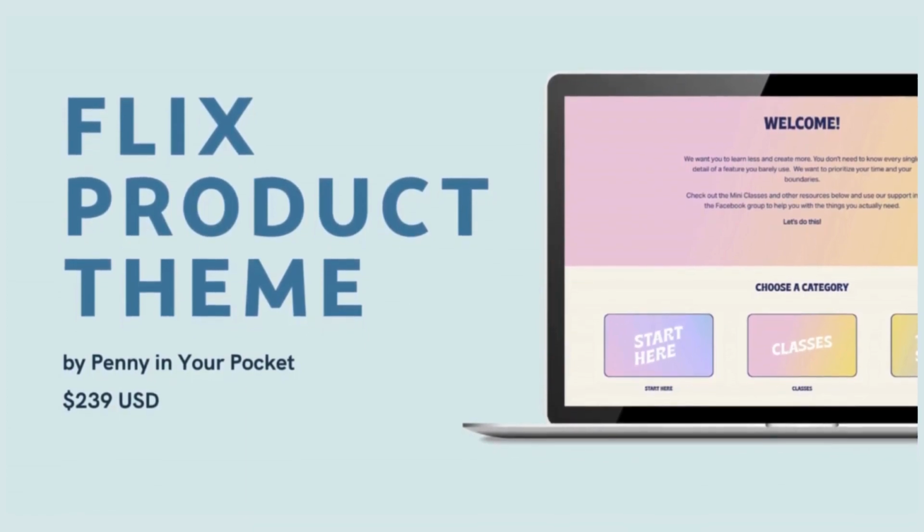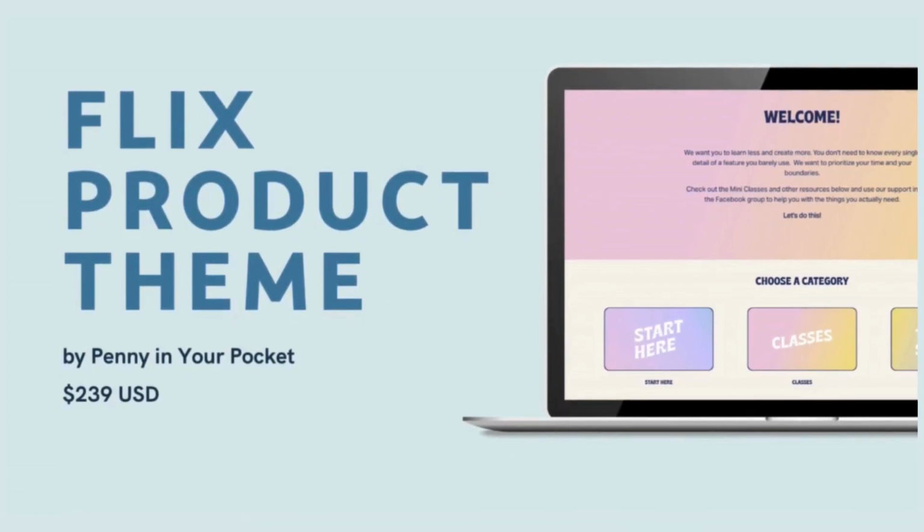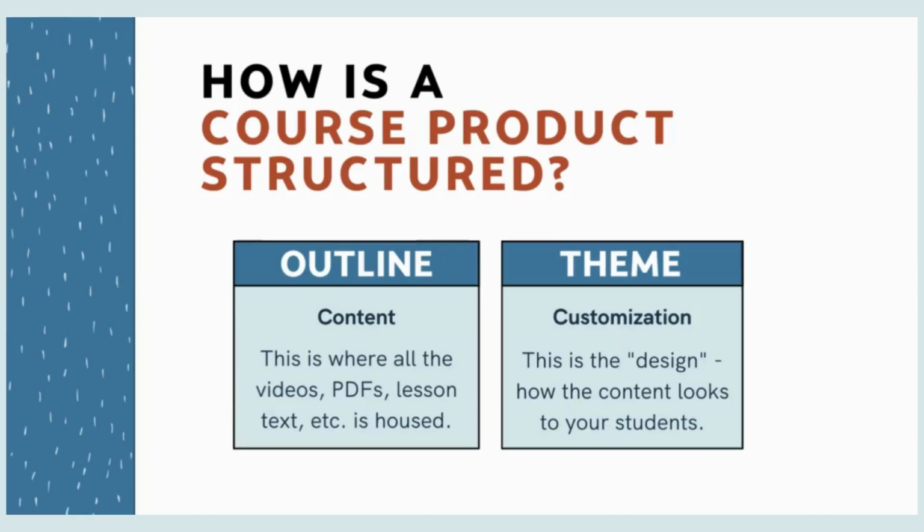The Flix product theme is created by Penny in Your Pocket, and as of this recording, it costs $239 US. Let's back up for just a minute and talk really quickly about how a course product is structured inside of Kajabi. If you are new to Kajabi and wondering how this all works, the course products are split into two main components. So the first one is the outline, and that's where all your content lives, like your videos, your PDFs, your lesson text. All of that goes into your course outline.